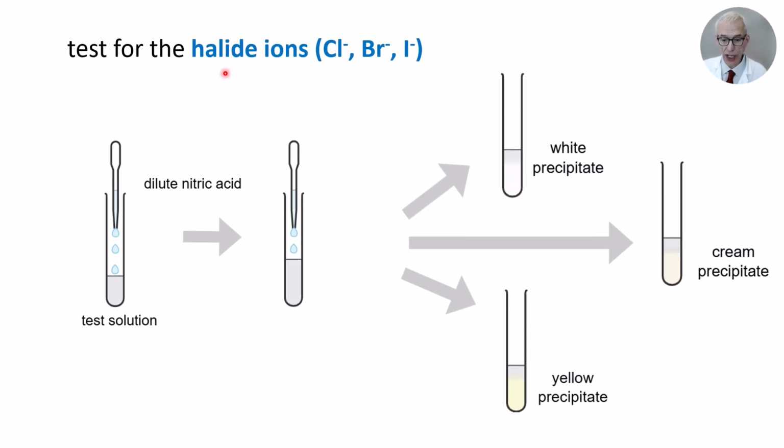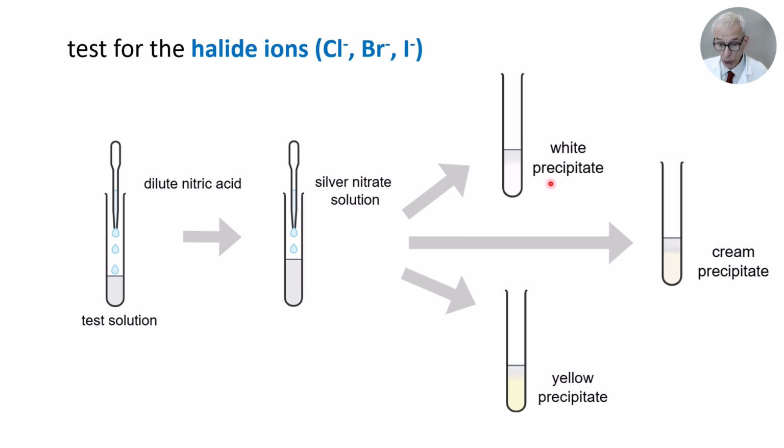Moving on to the halide ions, so these are ions formed by the elements of group 7, the halogens, so we call them the halide ions: chloride ion, bromide ion, iodide ion. Again, a test solution. What ion does it contain? Chloride, bromide, iodide. We initially start with some dilute nitric acid to eliminate the carbonate. If there's no bubbling, we then add the key reagent, which is silver nitrate solution. You are expected to recall that, of course.